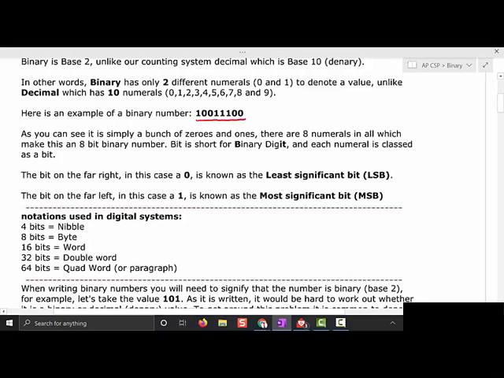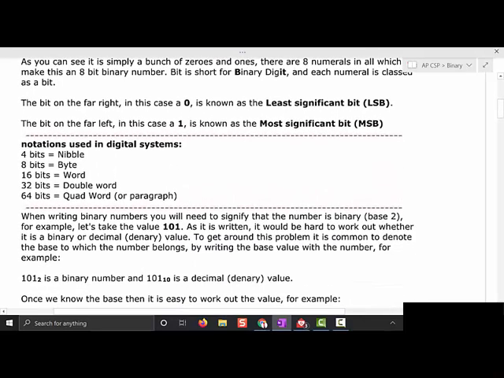Now there's a couple of vocabulary words that come in, just there for your information. I think nibble and byte are the only two that you might see on the AP exam. I don't remember seeing anything beyond that. 4 bits is a nibble and 8 bits is a byte. And a bit is a binary digit. So a 1 is a bit or a 0 is a bit.